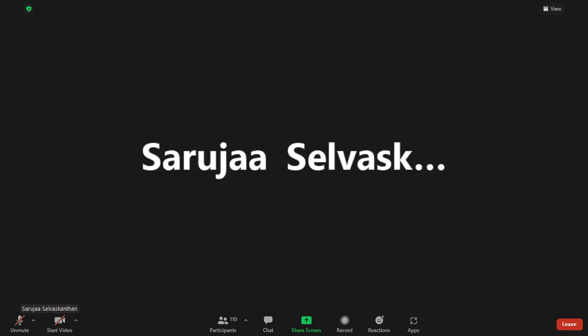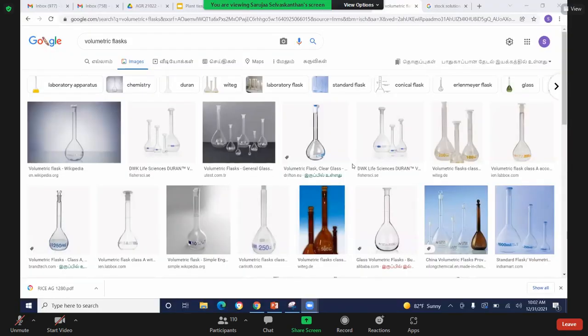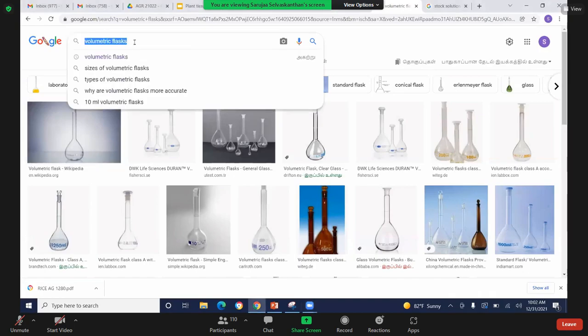Volumetric flask, right? You know it. Normally, for plant growth regulators, hormones, we use a volumetric flask, right? For the stocks also, we can use a volumetric flask if it is adequately available. Otherwise, we can use a normal conical flask, right?